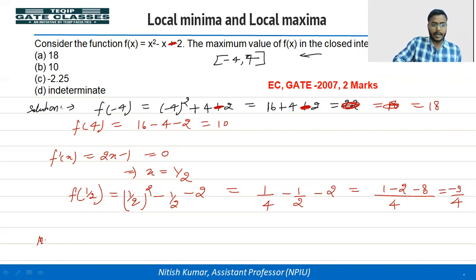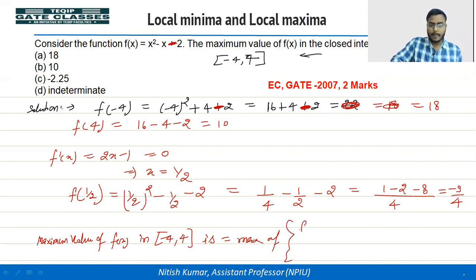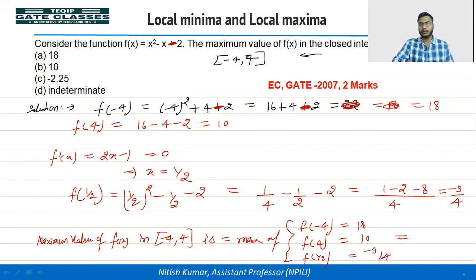So we can calculate the maximum value of the function in minus 4 to 4 as the maximum of f(-4), what is this value? 18. f(4), what is this value? 10. f(1 by 2), what is this value? Minus 9 by 4. So you can see the maximum of the values at endpoints and local maxima and minima is 18. So the answer would be A.